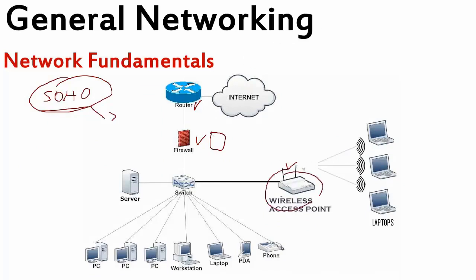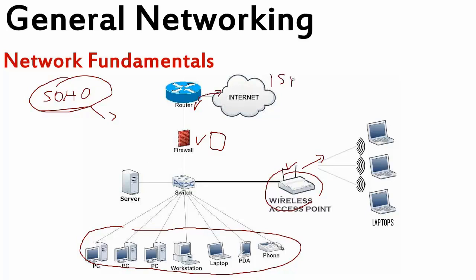A wireless access point. Of course, it allows our laptops to connect phones to the network. Here, end devices, wired connections, laptops, printers, scanners, phones, and so on. This router is connected to the internet. It means here is your ISP, Internet Service Provider. That is for a small office.